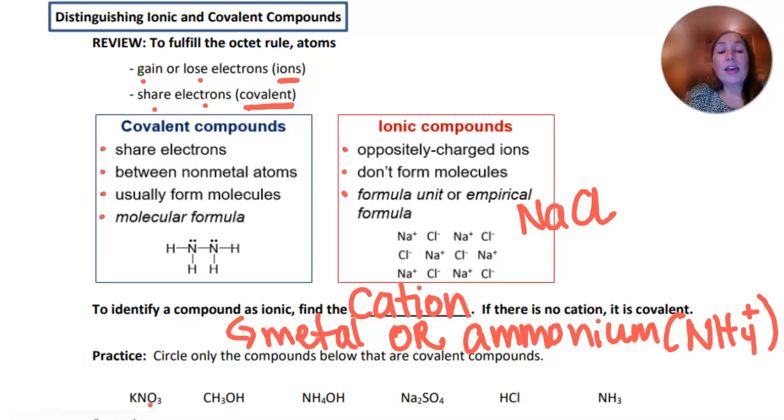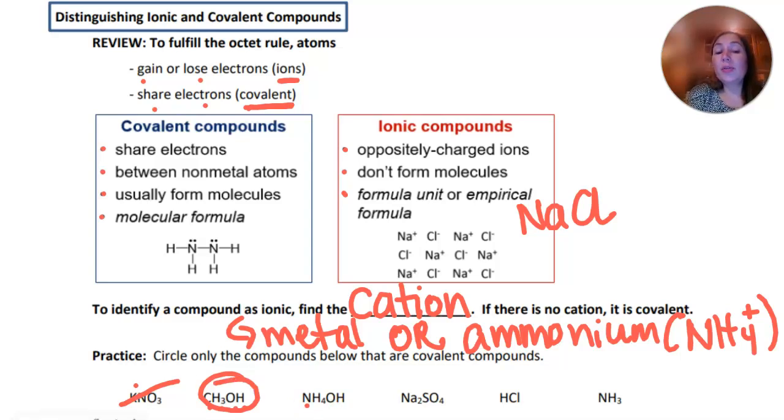So KNO3, this is potassium nitrate. Potassium's a metal. That's not covalent because it starts with a metal. CH3OH. Well, carbon, hydrogen, and oxygen are all nonmetals. Don't let hydrogen throw you off. Remember, it's a nonmetal over there in a metals world. So this one is covalent.